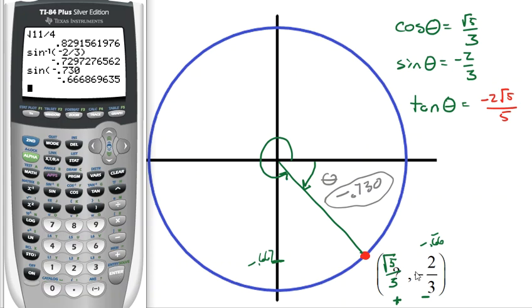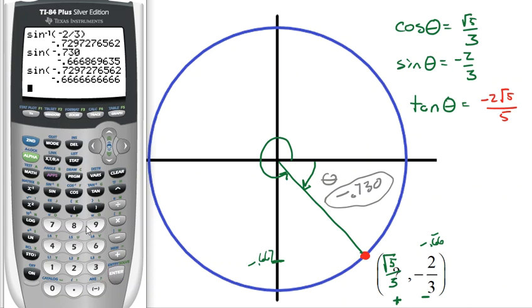Negative 2/3. Negative 2/3 is negative 0.66. Now again, of course, a little bit of rounding here. It's not exact because I rounded that angle. But actually, if you really want to be exact, check this out. You could do sine, and then you could go up and grab all of those decimals, and then look at that. Now we get exactly negative 2/3 for the y-coordinate.